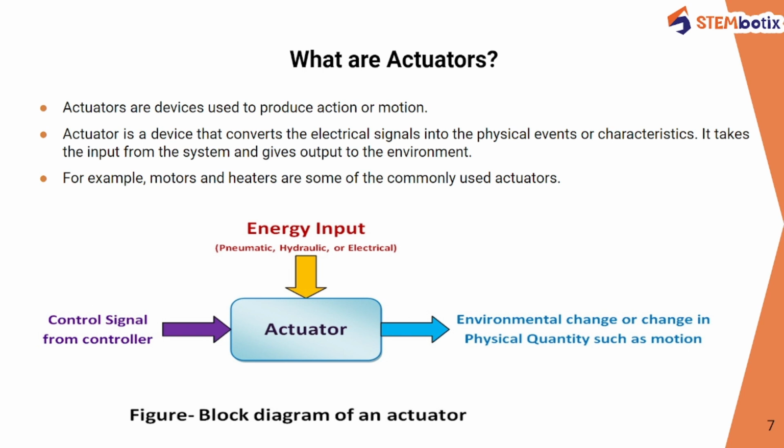So these are the commonly used actuators. Motors take electrical input and in return they rotate something or make a motion. So this is the block diagram of an actuator. So this is the actuator. They will have some control signal from the controller and they are going to perform the action or motion, bringing an environmental change by changing the physical quantities.